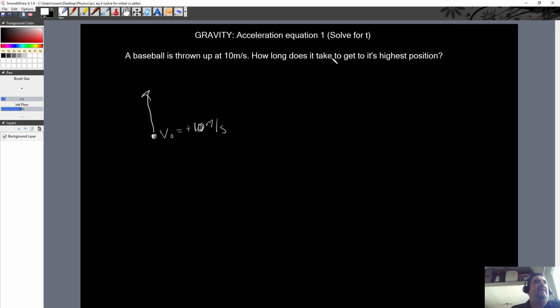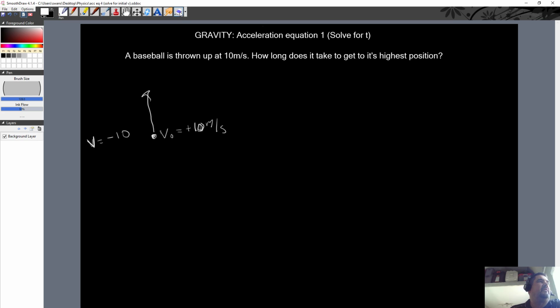And how long does it take to get to the highest position? Well, before it asks how long is it in the air if you wait for it to come back. So back then, the final speed, so don't write this down, but this was last time, the final speed would have been negative 10 because it said how long is it going to take for it to come all the way back. That's not the case now.